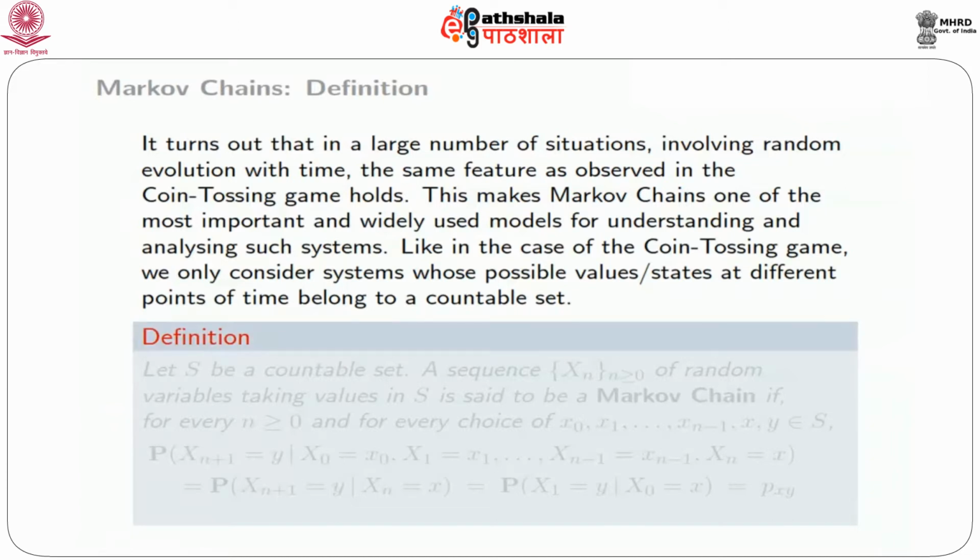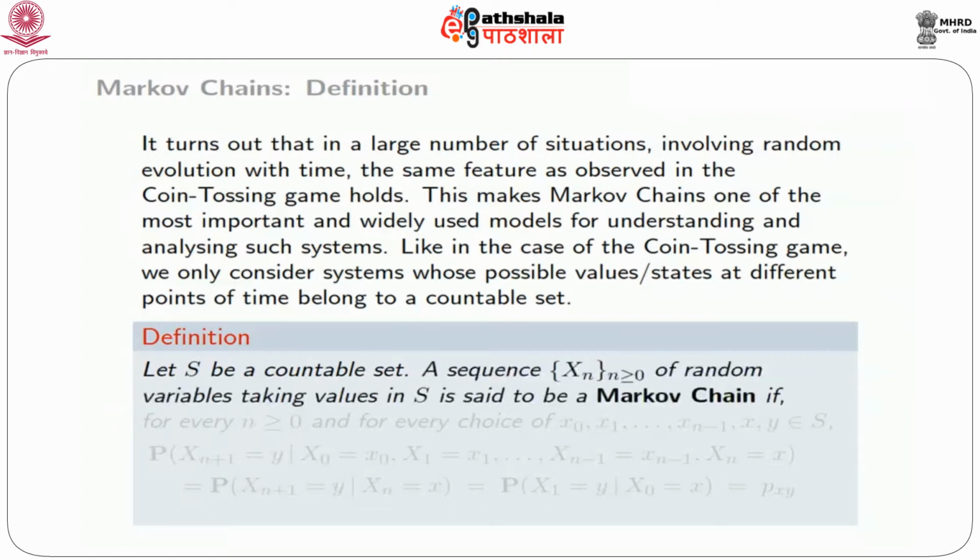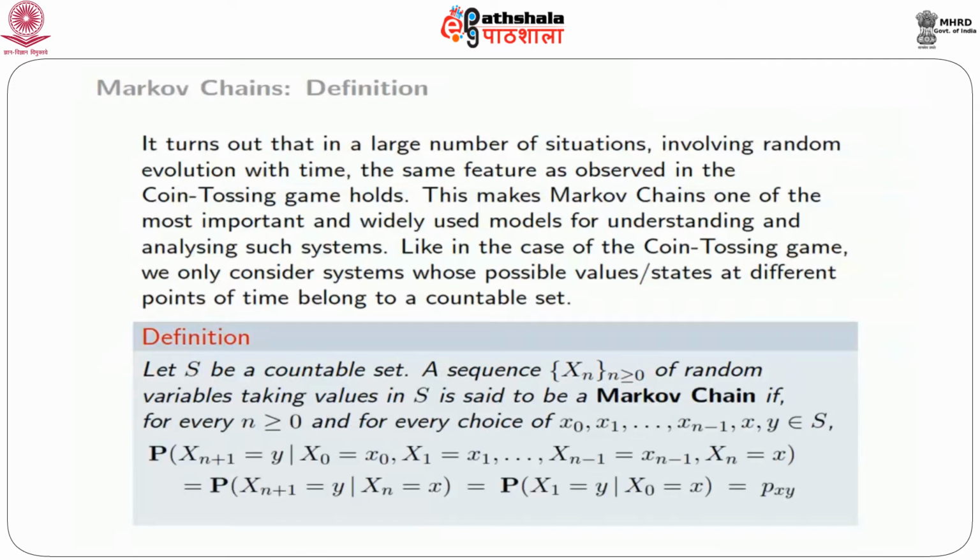So now I make a formal definition of what is called a Markov chain. Let S be a countable set, so that will be the set of possible values for the evolution. A sequence Xn indexed by n greater than or equal to 0 of random variables taking values in S. Remember, S does not have to be a subset of the real line, so we are not necessarily talking about random variables taking real values. So you have to get used to that. Such a sequence is said to be a Markov chain if this property holds.